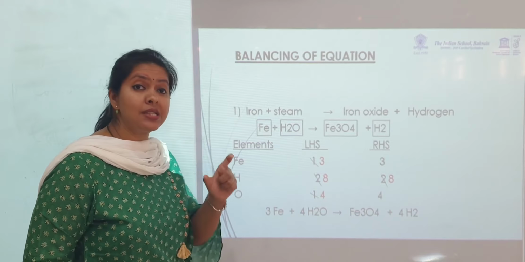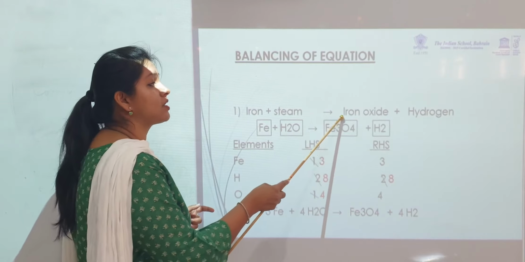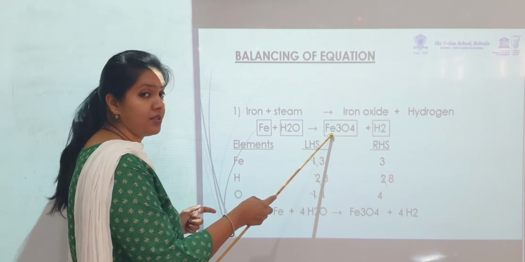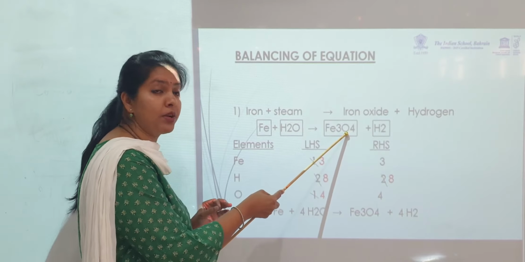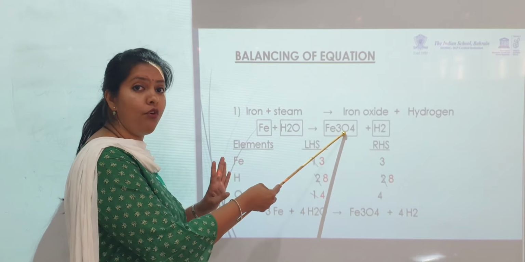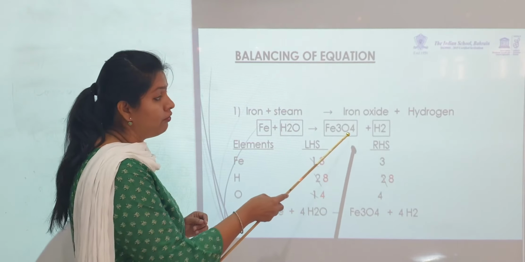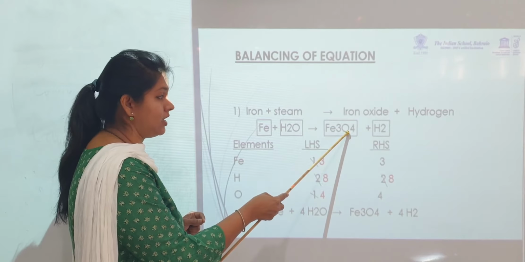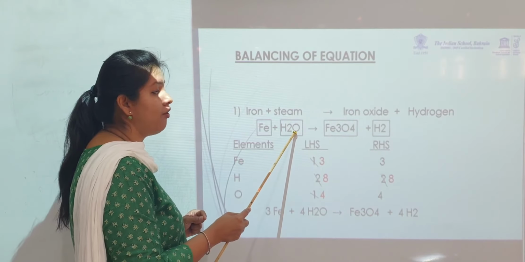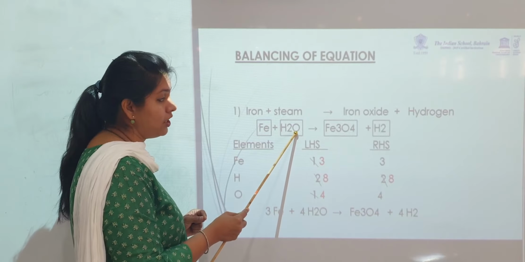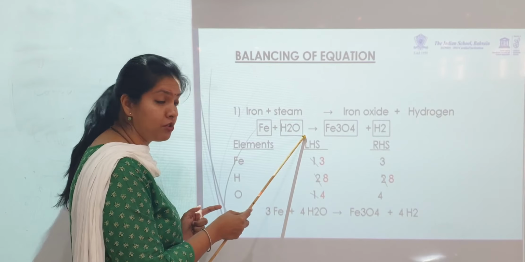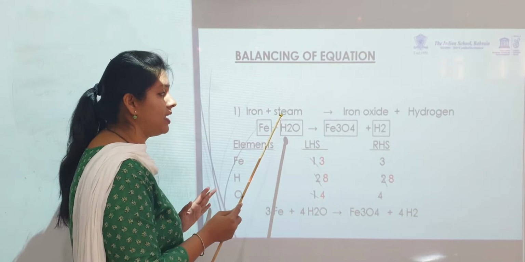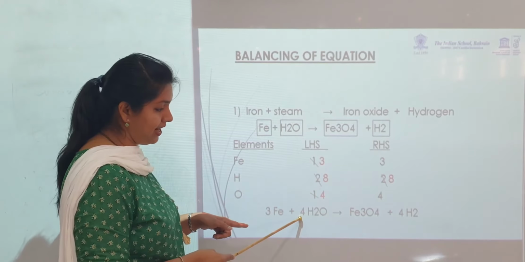What next? Now select the compound that has got maximum number of atoms in it. And I select iron oxide and I start off with oxygen because it has got maximum number of atoms, 4. 4 on the right hand side, so I have to make oxygen 4 on the left hand side. I cannot do anything inside the box. I cannot write anything here also, mind you children. The only option left for me is to write a 4 here. Yes, I have done it.